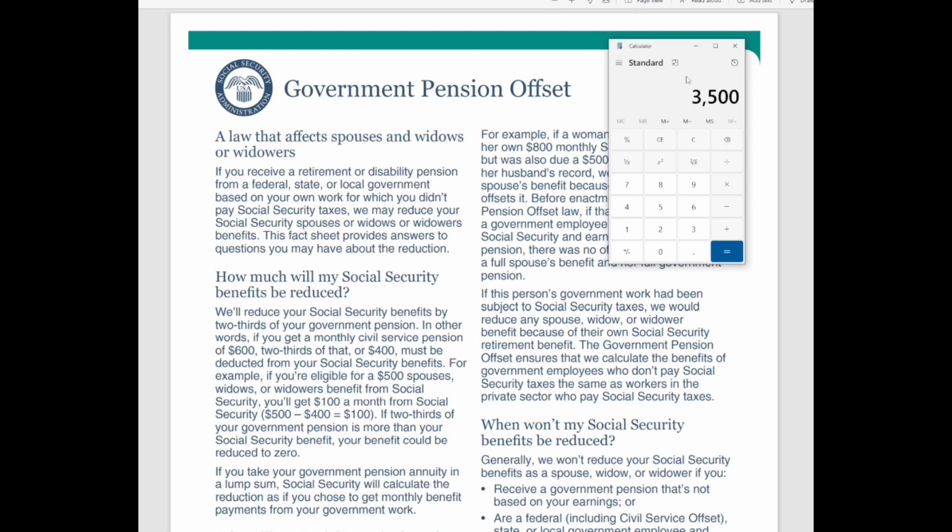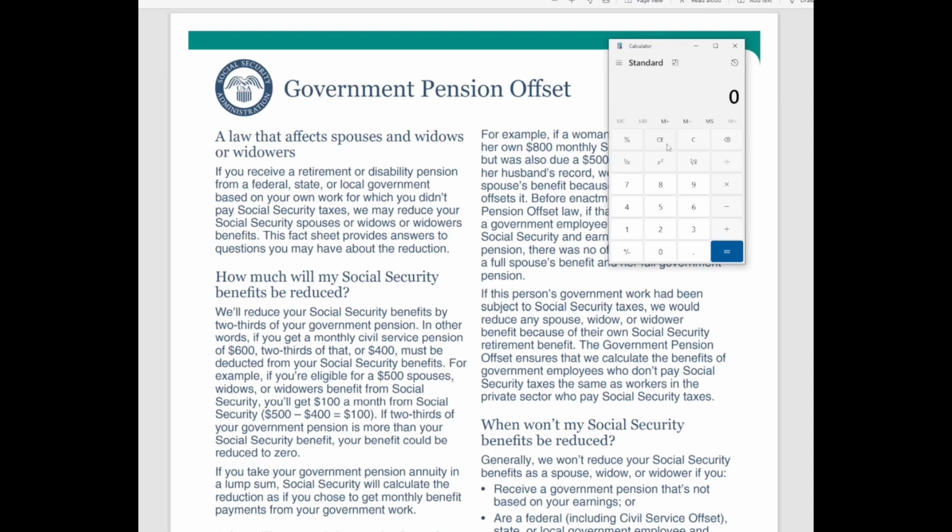The GPO formula is fairly simple. You're going to take whatever that number is, multiply it by 2, and then divide that number by 3. So in this case, if you had a $3,500 pension from non-covered employment, Social Security is going to offset whatever benefits you're eligible for by $2,333 per month. So let's say that you went to file for benefits as a spouse.